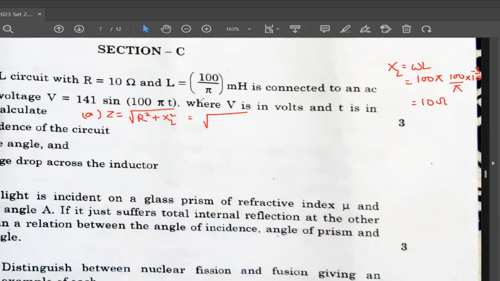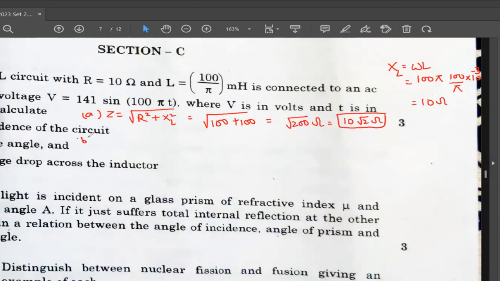Okay, now Z is equal to under root R square plus XL square. R is 10, square will be 100. XL is also 10, this is also 100. That is under root 200 ohms, or this can be written as 10 root 2 ohms. So the impedance is 10 root 2 ohms.